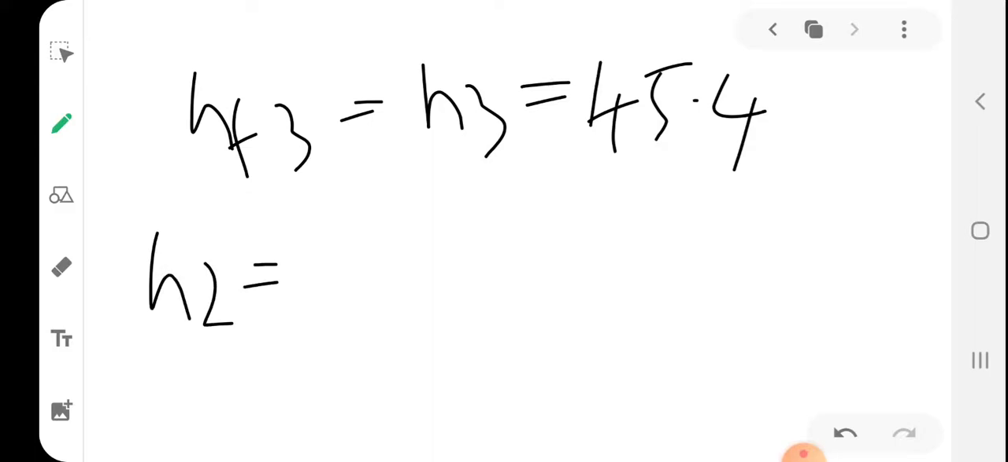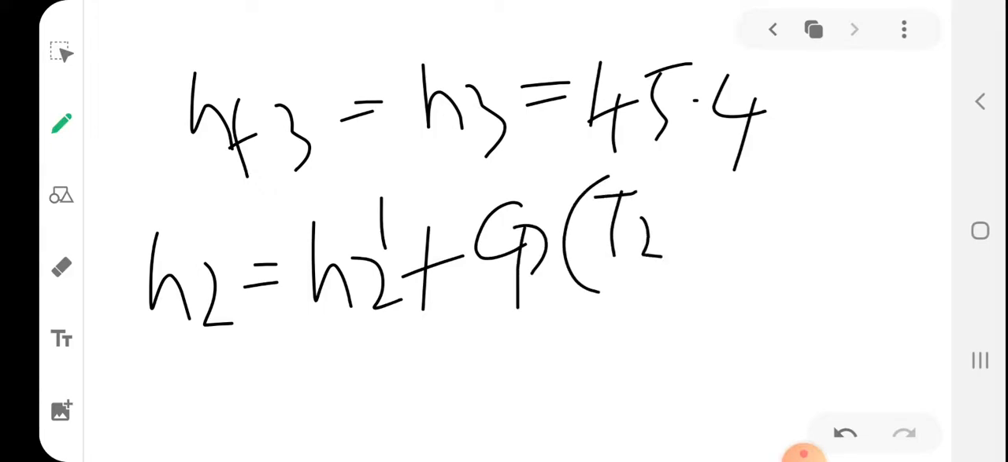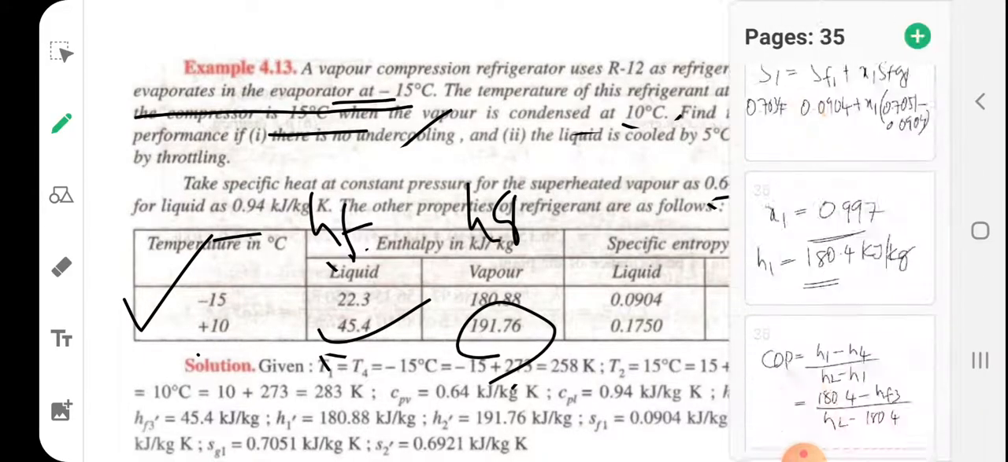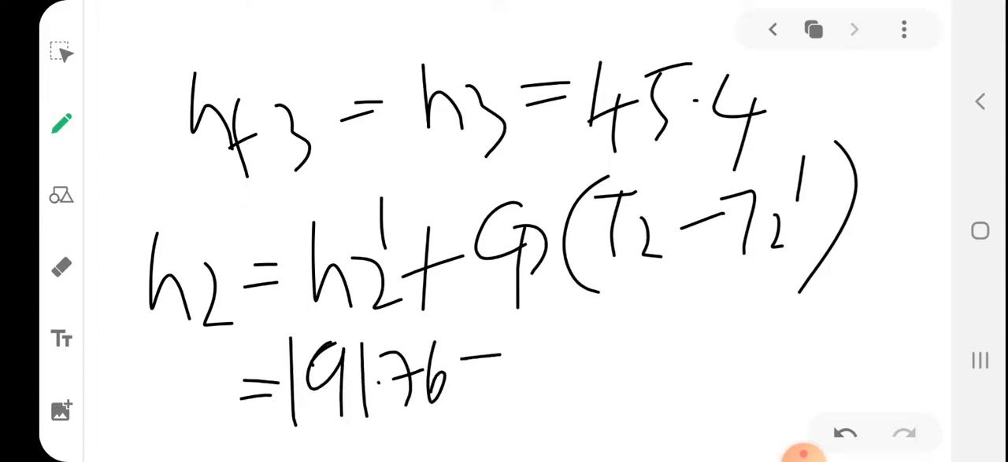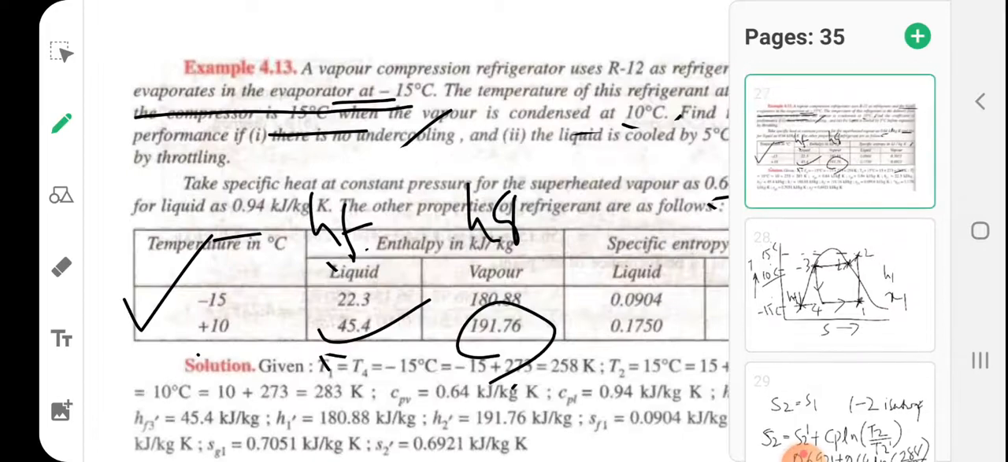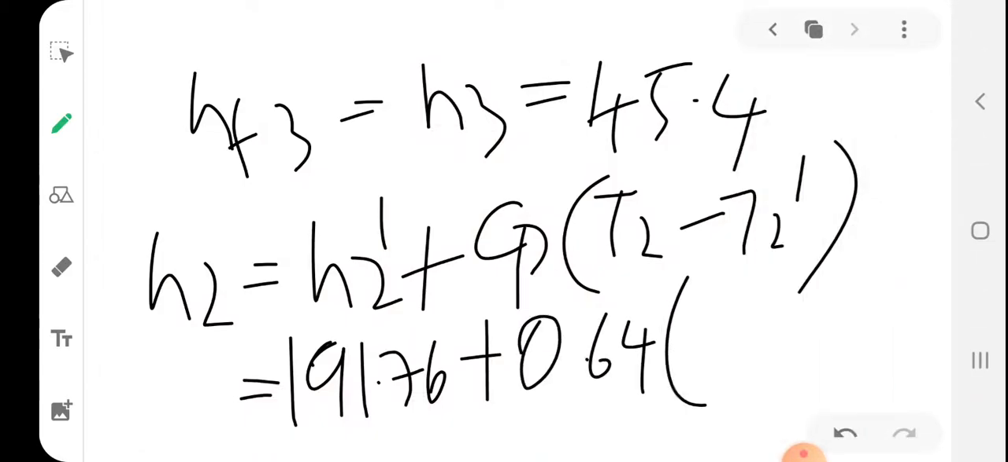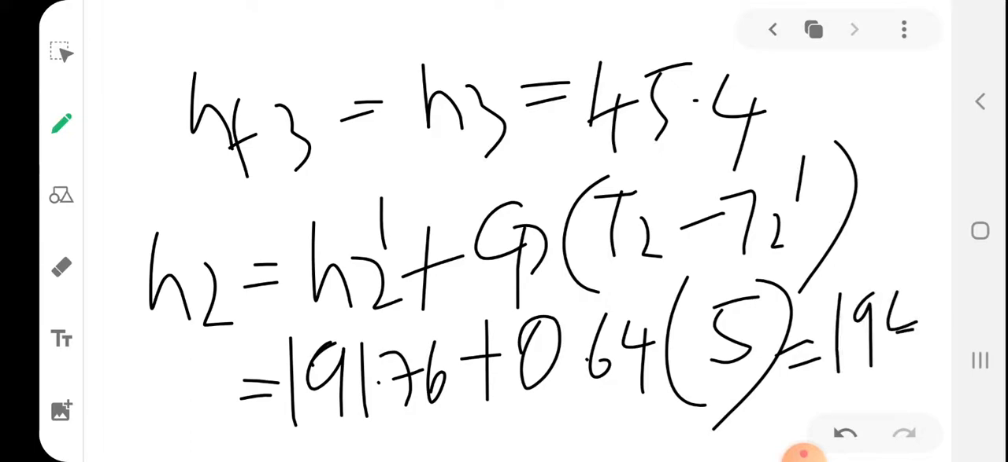Now we don't know H2, but H2 is nothing but H2 dash plus Cp into degree of superheat, Cp into T2 minus T2 dash. H2 dash will be this one, 191.76. 191.76 plus Cp of the superheated vapor, 0.64, into T2 is 288 minus this, degree of superheat is 5. So you will get H2 around 195.